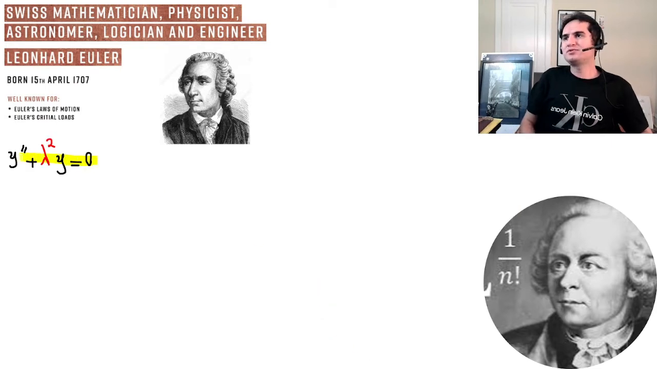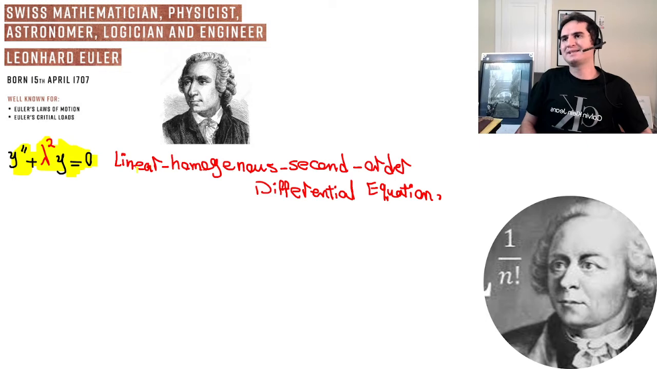So if you look at this equation, y double prime plus lambda squared times y is equal to 0, that's a linear homogeneous differential equation. It's homogeneous because if you have 0 on the second part, you don't have any function or constant on the other side. And it's second order because of y double prime, and definitely that's a differential equation.